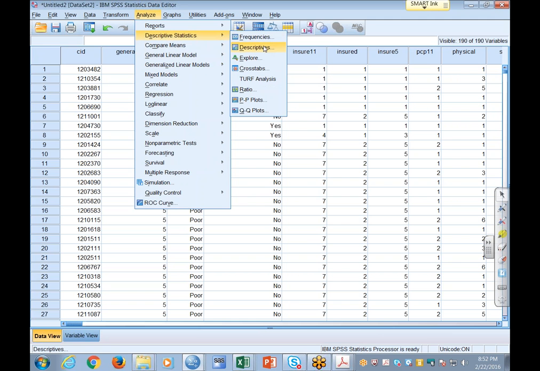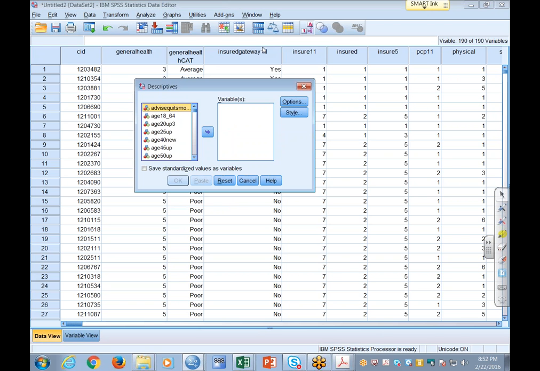Okay, so I'm going to go over here, descriptive statistics, descriptives. I just want to point out to you that if you go in here for descriptives, and I pick out a numerical variable.